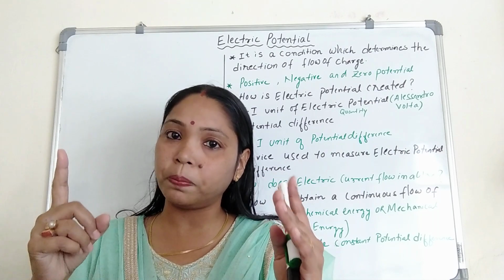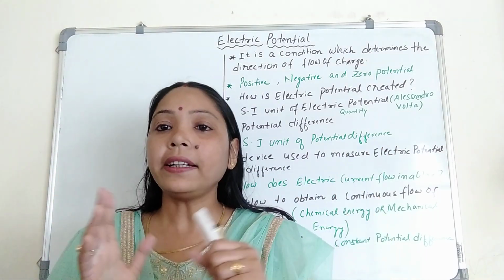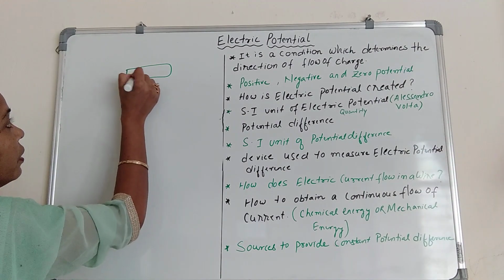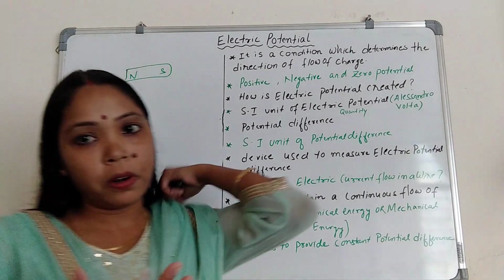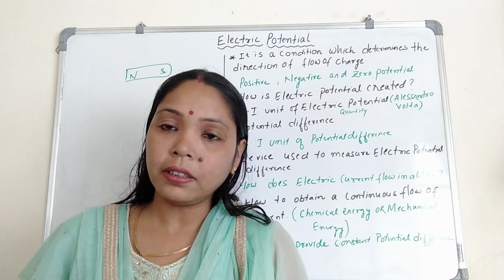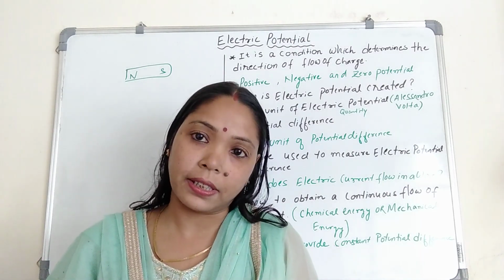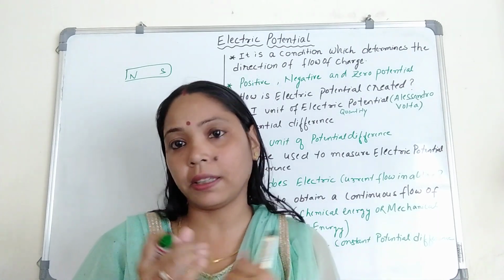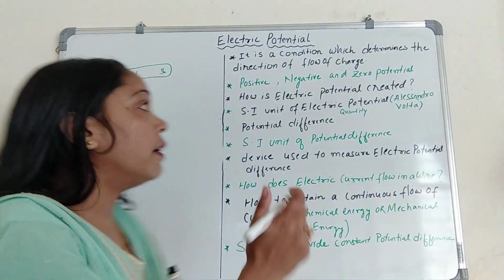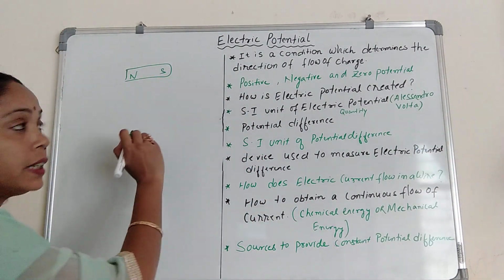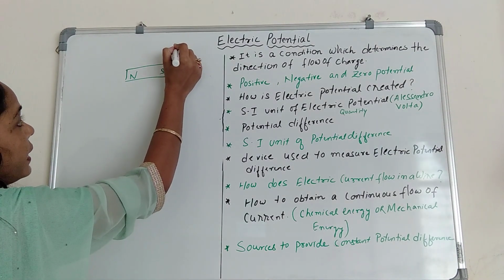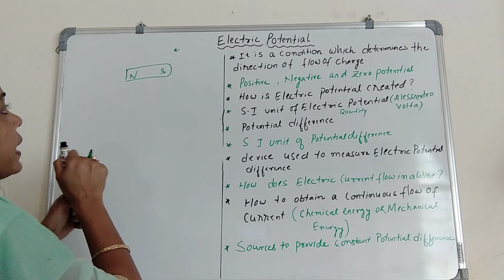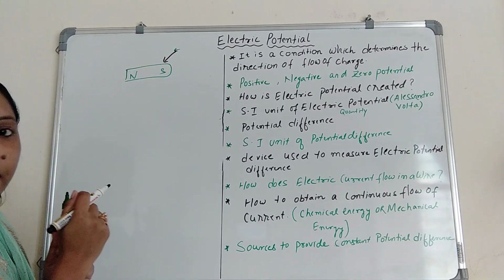A magnet has two poles, North Pole and South Pole. Now, if you have a magnet, North, South, the same poles will repel each other, opposite poles attract each other, and a magnet always attracts metallic substances. Now, if you have a magnet, and suppose here is your metallic substance, it is attracted by the magnet.